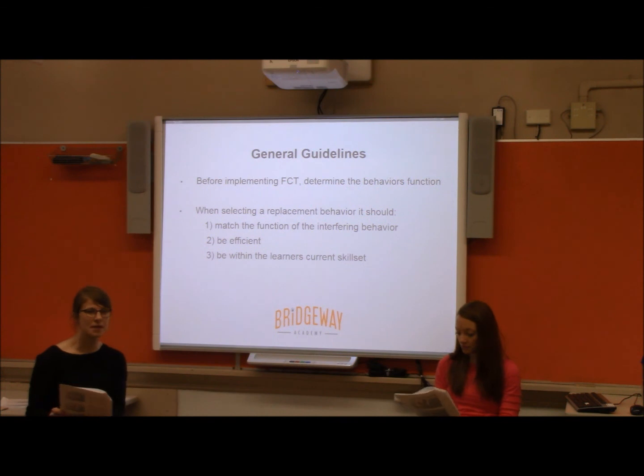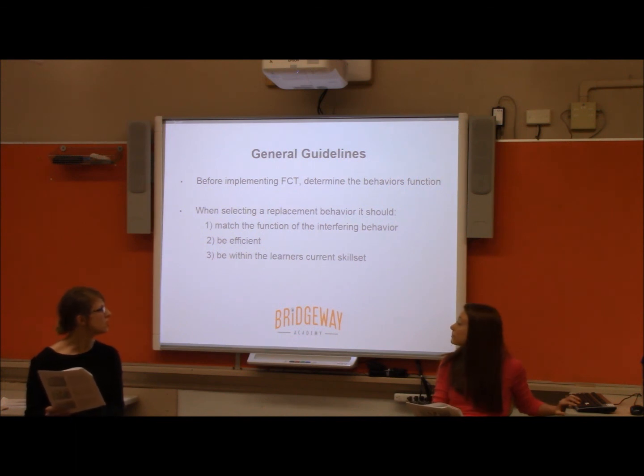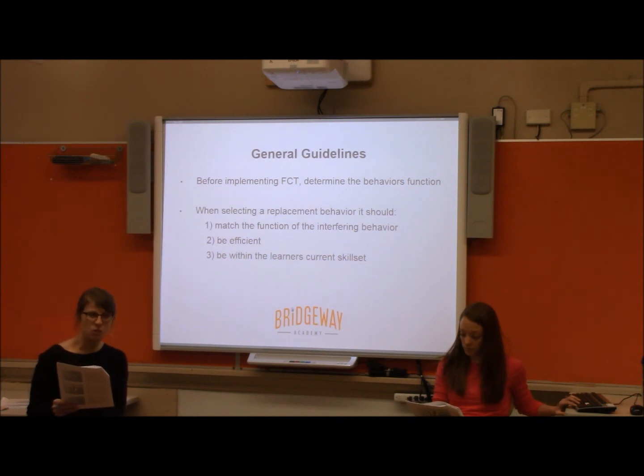So to wrap it up, some general guidelines to review. Before implementing functional communication training, it's important to determine the behavior's function or the purpose, the why that it's happening. When selecting a replacement behavior, it should, 1, match the function of the interfering behavior, so it's the same outcome. 2, be efficient. You want your child to be able to quickly access what it is they want, whether it's the attention, the tangible item, or to escape, and also be within your child's current skill set.